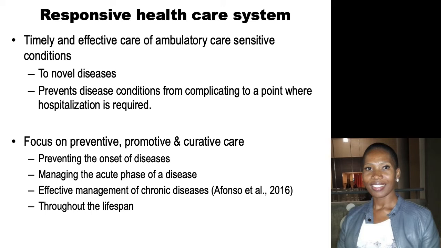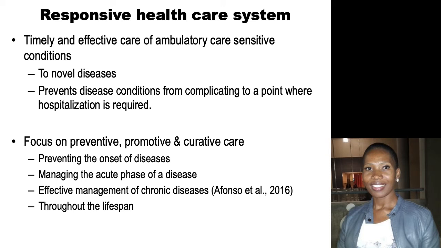So responsiveness in terms of management of ambulatory care-sensitive conditions, and also responsiveness in terms of novel disease states. So here our patients expect the primary health care level to be able to respond even to newly diagnosed conditions, or newly acquired conditions, or new conditions that we are seeing for the first time. So the community also needs to have faith in the primary healthcare level to be able to respond to these conditions.